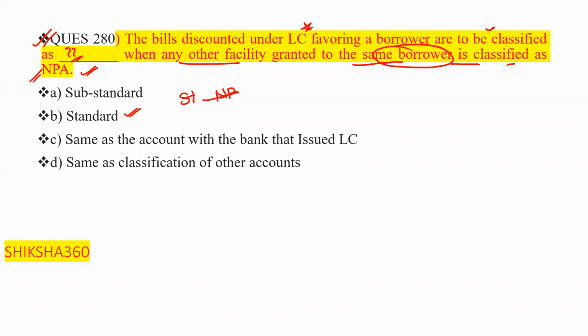Please remember this point, very, very important, and it is a different point. Because we know that till now classification is borrower wise, so if anything is NP, all other things become NP, but this is the exception here. So this one is the answer. Okay, please tell me, is this question point clear to all of you?